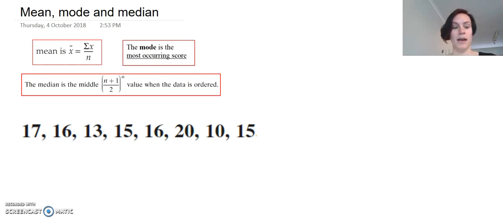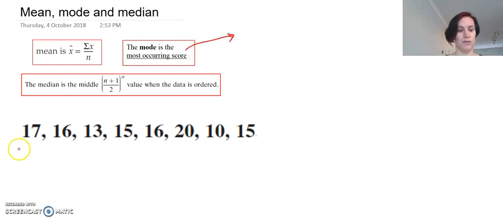So remembering that our mean here is our average, our mode is our most occurring score, and our median is the middle number when the data is ordered. That's a very important point we'll come back to. So let's start with our mode. It's our easiest one to do, and we will find our most occurring score.